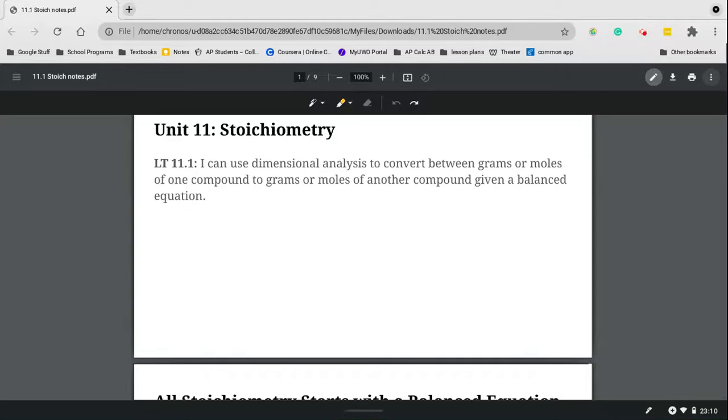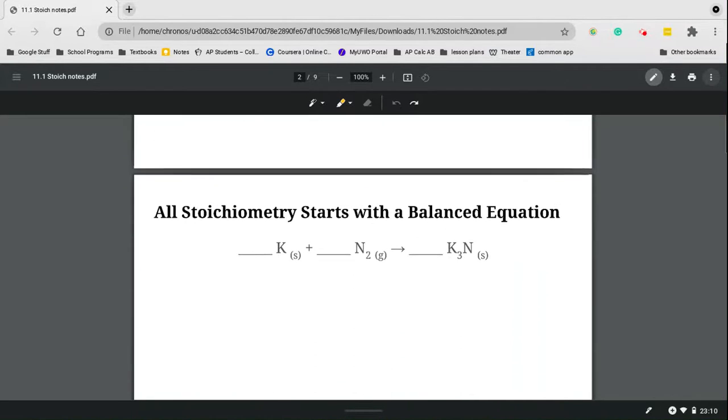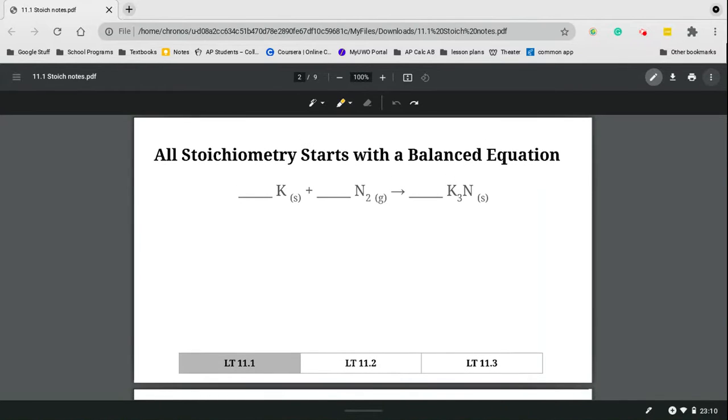All right, time for some stoichiometry. And so just a reminder about balancing equations. With this one here, if we're going to try and get the nitrogens to match in 2, we're going to put a 2 in front of here. And now we have 6 of K. So we're going to put a 6 over here. And then with that 1, this is going to be a balanced equation.